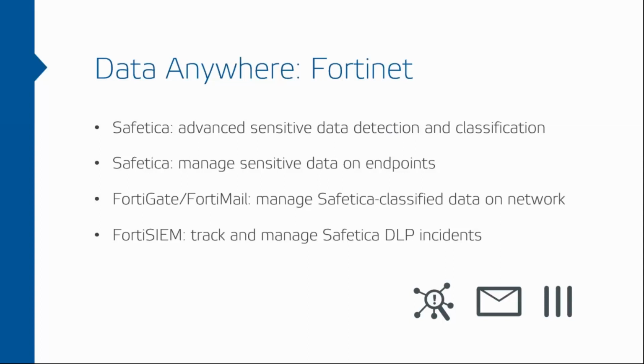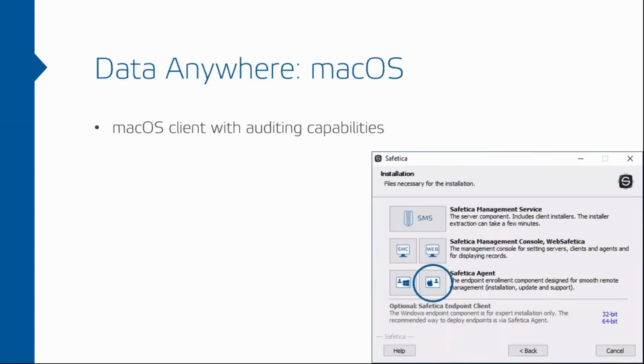And now I would like to move on to the next topic, which is macOS. As mentioned previously in the introduction, Safetica 9.3 comes with a macOS client. It can be either installed from the installer, as you can see on the screenshot, or you can get the macOS agent extracted using the desktop console. It works in a very similar fashion as our Windows client. You install the agent, the agent installs the client, and the client takes care of the protection.